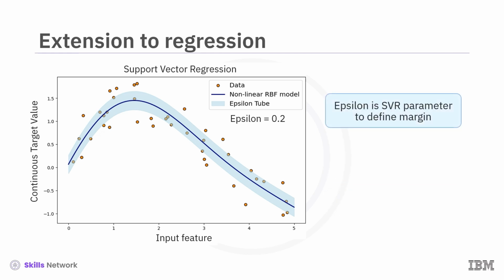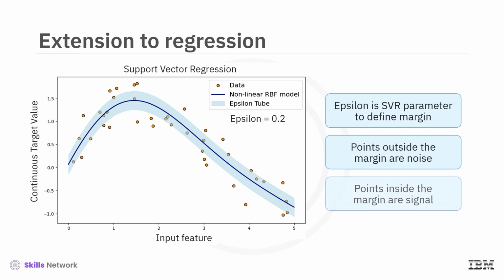Epsilon is a parameter of the SVR learning algorithm that you can select to define a margin around the prediction curve. Points falling outside the margin are interpreted as noise, and points inside as signal. In the first case, epsilon is 0.2, and in the second, epsilon is 0.4.